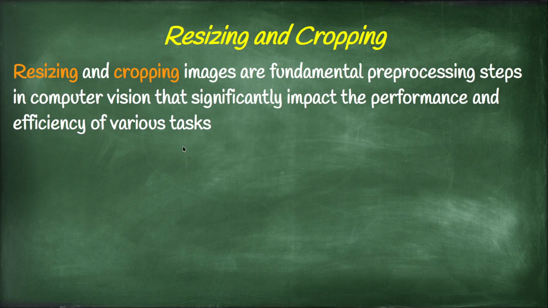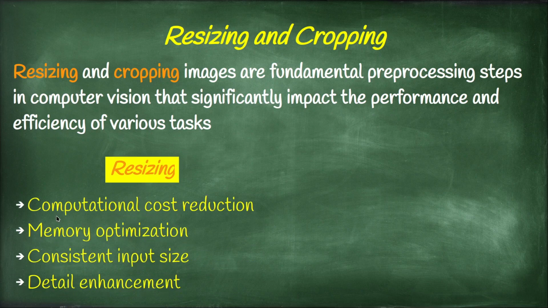of various tasks. For resizing, we can gain in computational cost reduction. Smaller images require less processing power, leading to faster training and inference times. Memory optimization. Reducing image size frees up memory, enabling the handling of larger datasets or more complex models. Consistent input size or standardization. Many computer vision models require fixed input dimensions. Resizing ensures uniformity. At last, detail enhancement. Downsampling can sometimes enhance certain details or patterns.